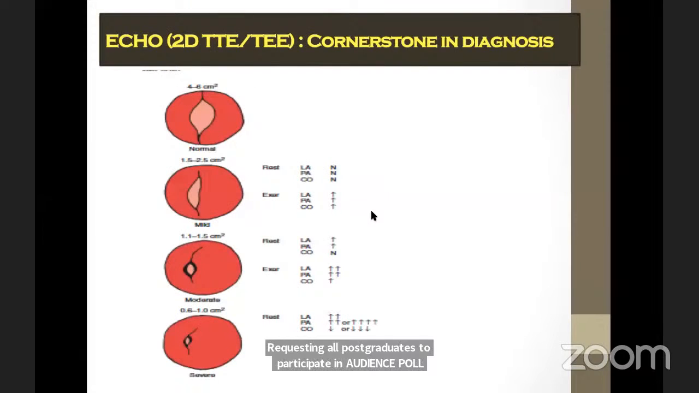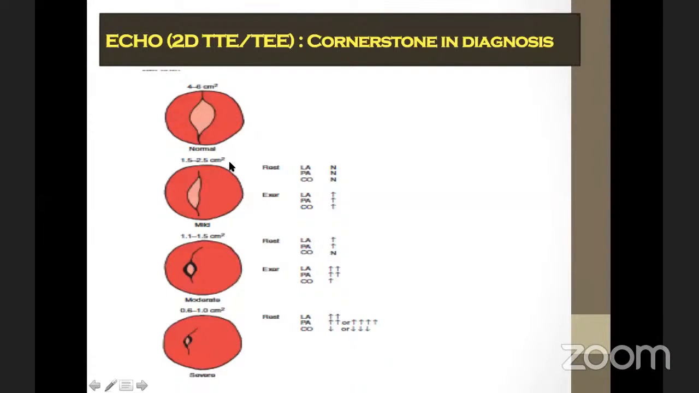You can see how the changes occur. The normal mitral area is 4 to 6 centimeters square. In mild stenosis, when it becomes 1.5 to 2.5 centimeters square, there is not much change during rest. The LA pressure, the PA pressure and the cardiac output are normal. However, during exercise, all three pressures are increased. There's a chance of pulmonary edema. So you have to do some graduated exercise, not much exercise.